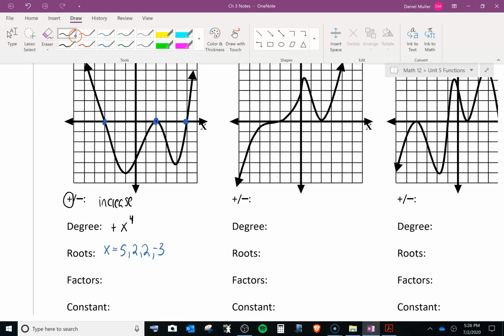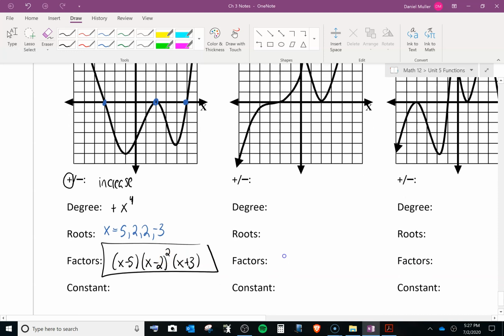So when I write my factors, I can say, well, x minus 5, that would work for the 5. X minus 2, that would work for these, but I have to square it to indicate there's double. And an x plus 3. I don't have to add that negative out in front because it's increasing, and my x times x times x times x is already a positive.